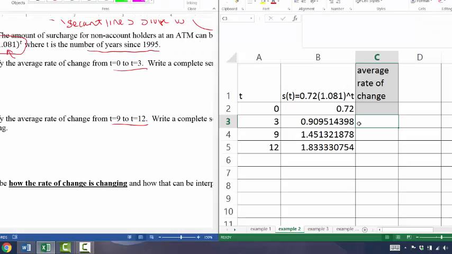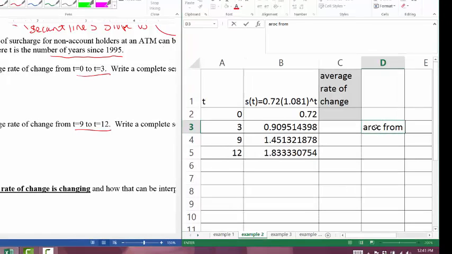Calculate it pretty quickly. So in Excel, I have created an input-output table, the formula 0.72 times 1.081 to the x, and I have input these values 0, 3, 9, and 12, which were the values of interest in the problem. I'm going to add a column C on the right where I'm going to calculate the average rate of change. Now here in cell C3, I'm going to calculate the average rate of change from 0 to 3 in this cell. You'll notice I skipped this very first row.